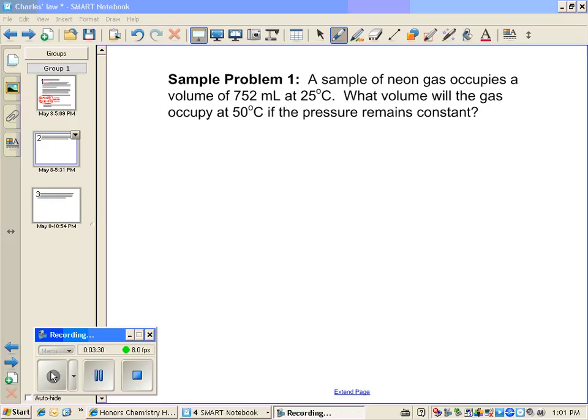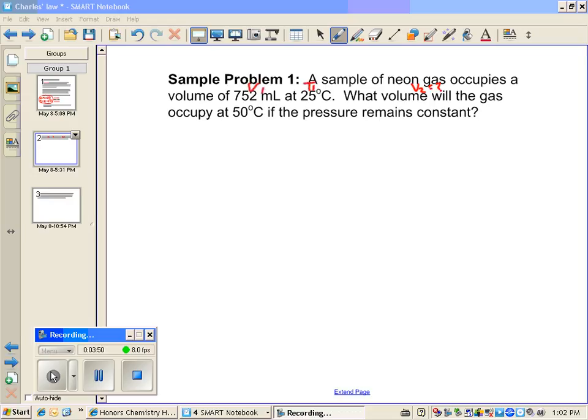So here, a sample of neon gas occupies a volume of 752 at 25. If that's volume 1, that's temperature 1. If I had labeled that as volume 2, I would label the other one as temperature 2. What volume, in other words, is what I don't know. Volume 2, I don't know.